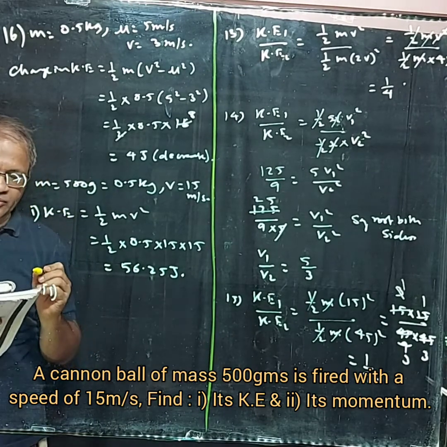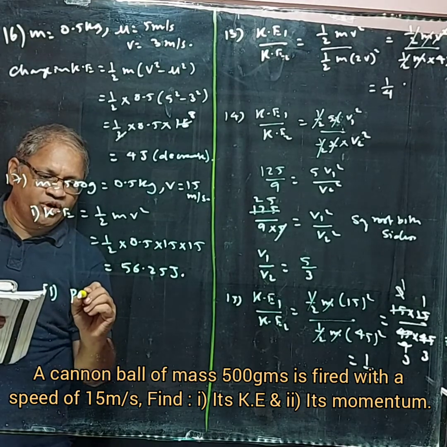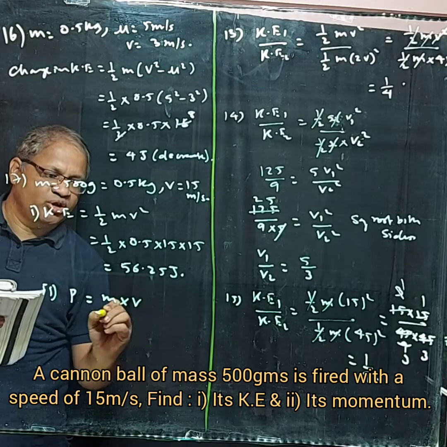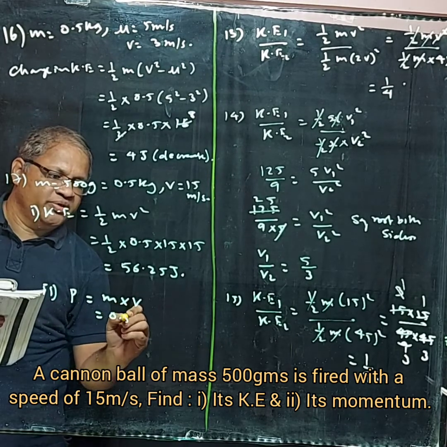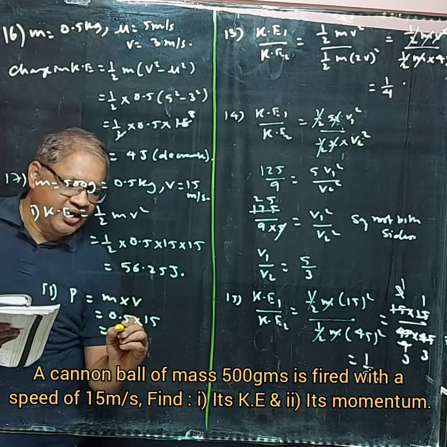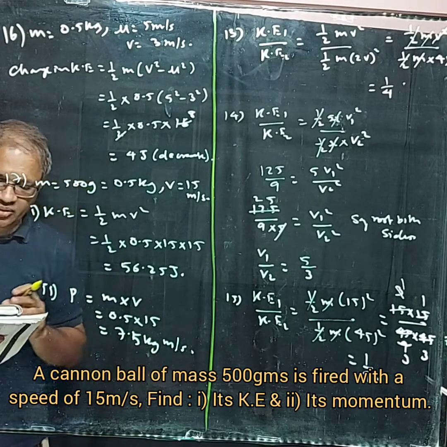Second part, the momentum. So momentum formula: momentum is equal to mass into velocity. Mass is 0.5, velocity is 15. So it is 7.5 kg meter per second. Correct?